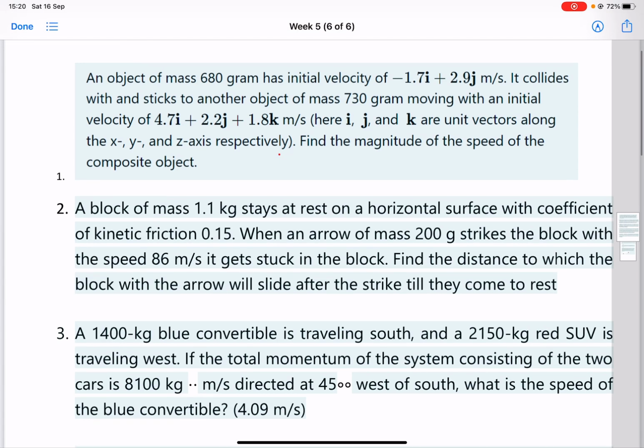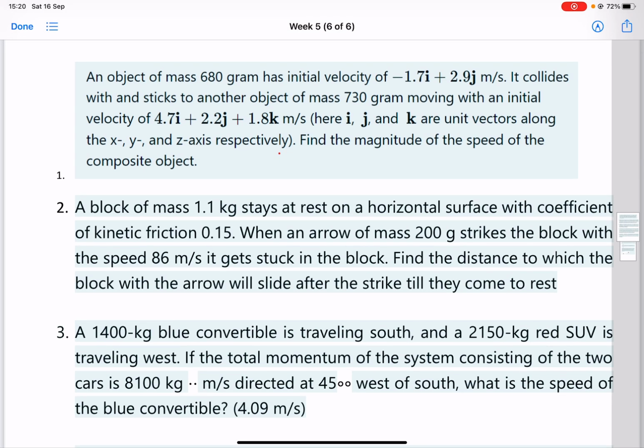Here we have the second problem. A block of mass 1.1 kilograms stays at rest on a horizontal surface with a coefficient of kinetic friction. When an arrow of mass m strikes the block with a speed of 86 meters per second, it gets stuck in the block. Find the distance to which the block with the arrow will slide after the strike until they come to rest.